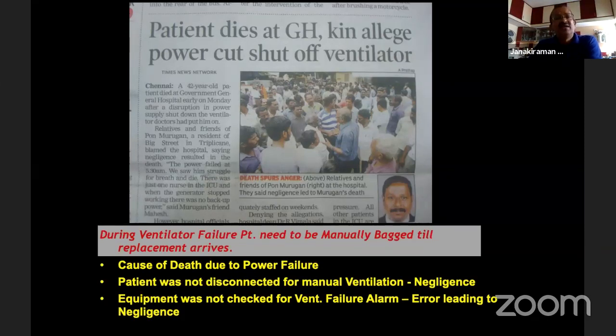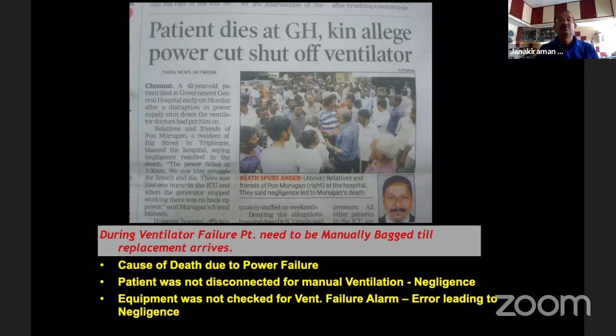The patients died. The patient's relatives are told the patient underwent a cardiac arrest or respiratory failure. You and I cannot question. But if the patient's relative is a doctor, he will dig out everything and it becomes a medico-legal case. So this person, who's a 42-year-old man, died because the ventilator failed.